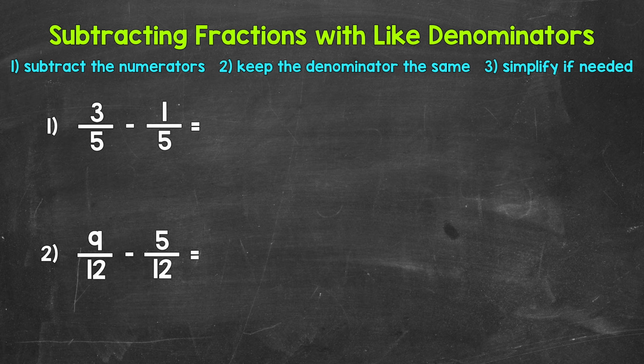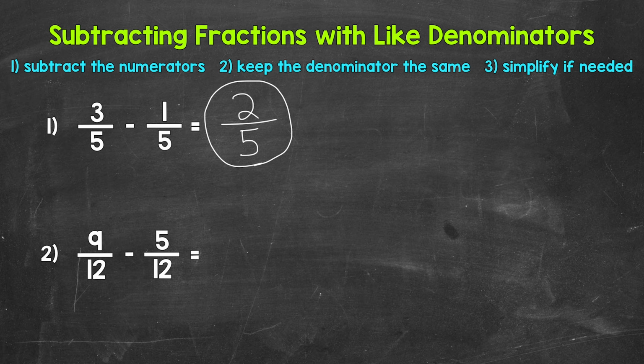So for number 1, let's start by subtracting those numerators. 3 minus 1 gives us 2, and then we keep that denominator of 5 the same. So we end up with 2/5. And that's our answer. Now, can we simplify 2/5? No. 2/5 is in simplest form. The only common factor between 2 and 5 is 1. So again, this is in simplest form. We are done. Our answer for number 1, 2/5.